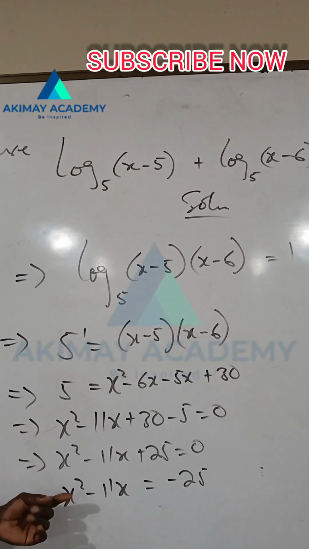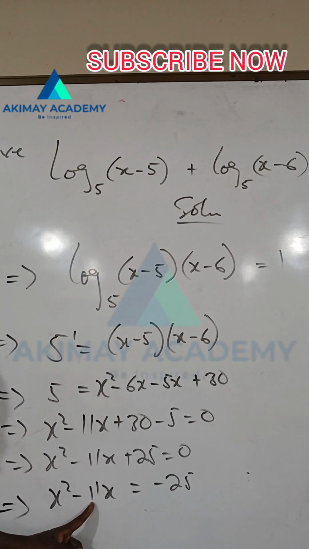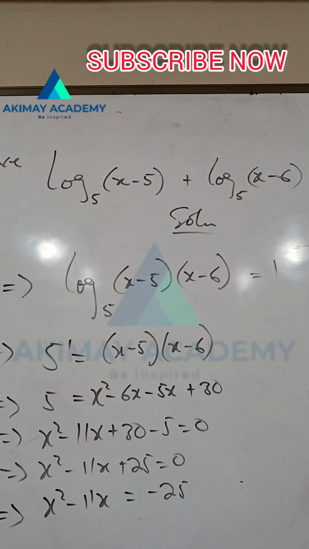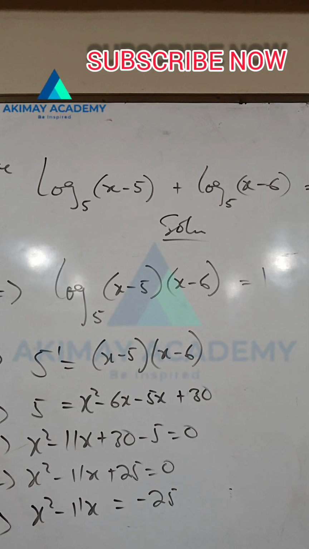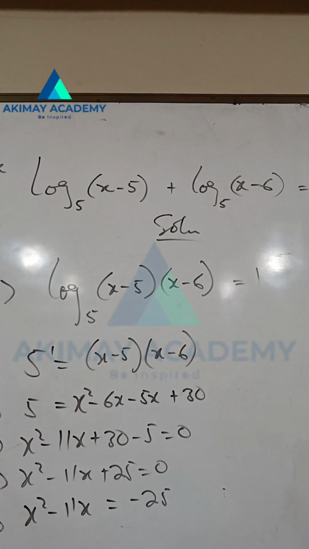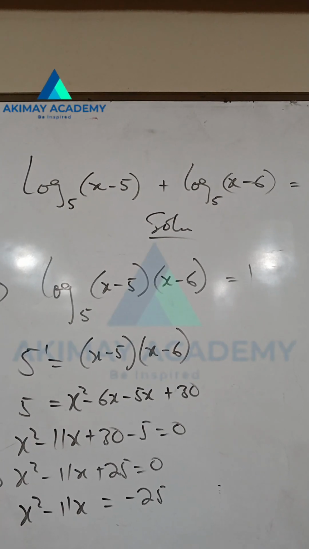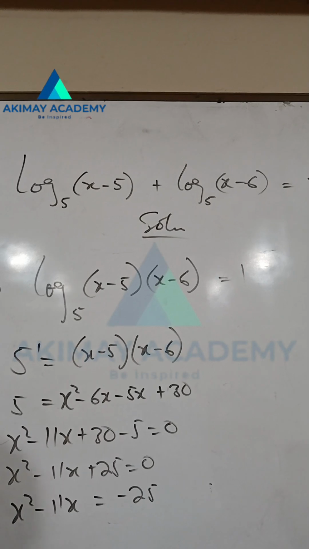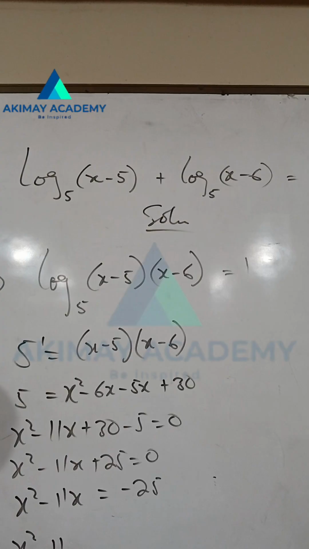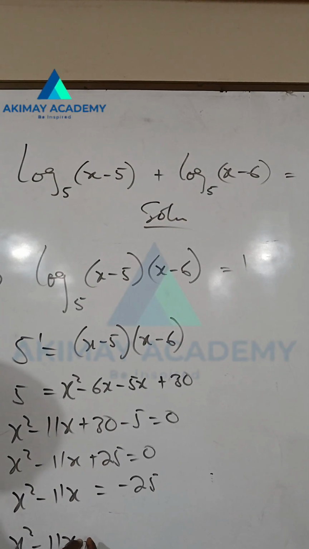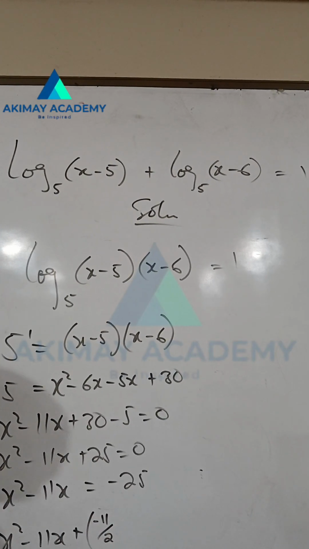So what we do again, we take the coefficient of x, then you divide it by 2. The coefficient of x over here is minus 11. So we divide it by 2, square the result, and add it to both sides of the equation. So over here, we are going to have x squared minus 11x, plus minus 11 on 2, all squared.